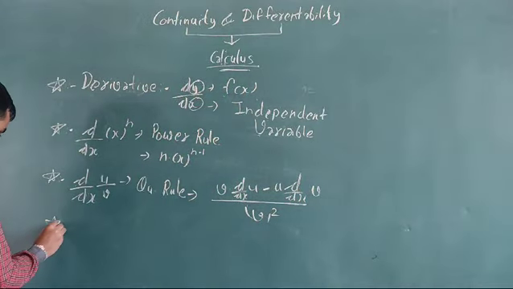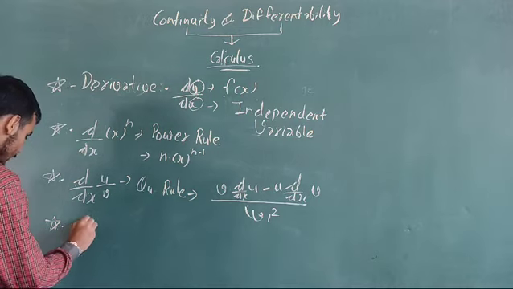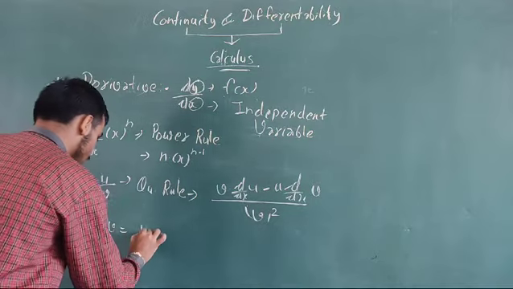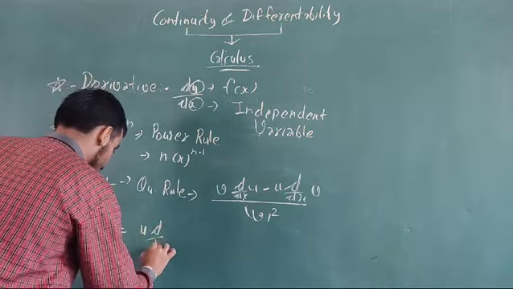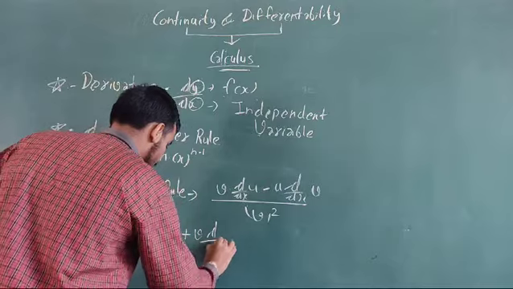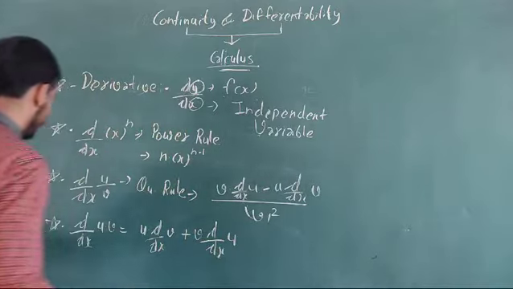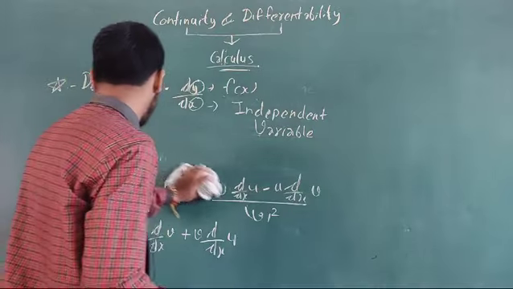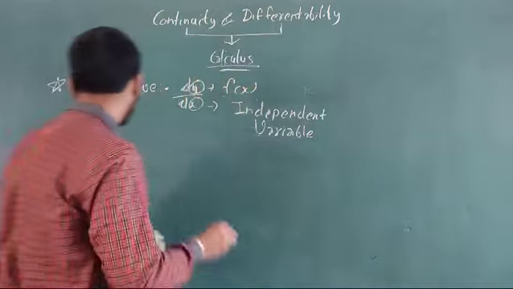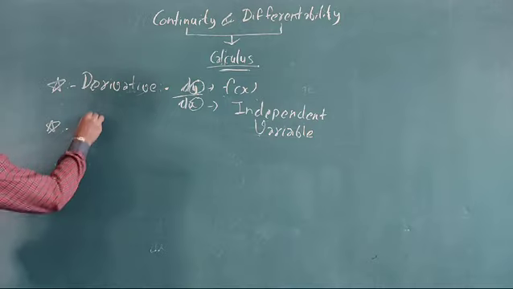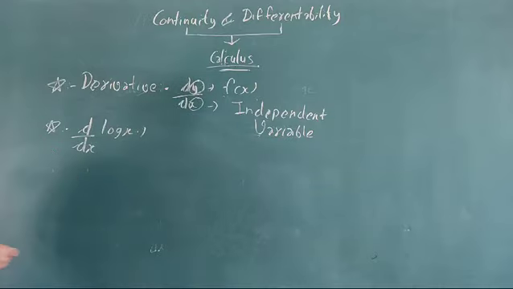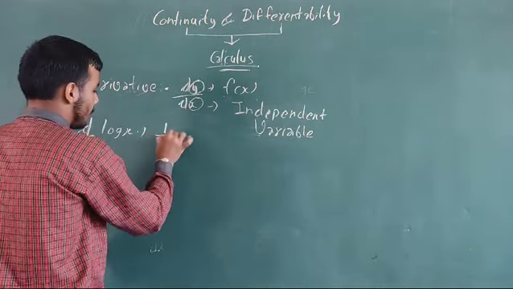And if we talk about the multiplication of two functions, its derivative will be first function into derivative of second function plus second function into derivative of first function. And then the last formula, which is the logarithmic function: the derivative of log x will be 1 upon x.